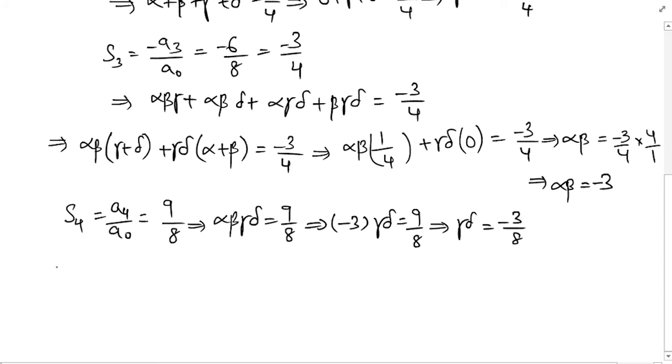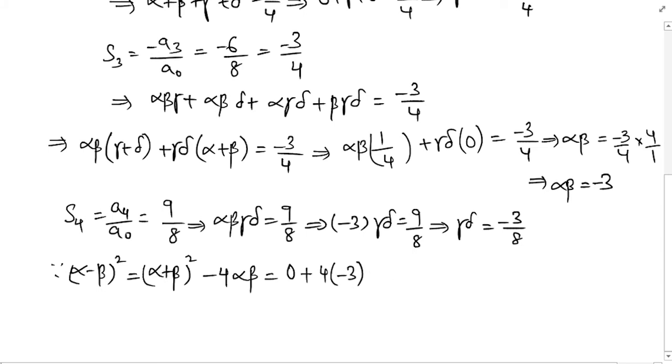Okay, so since we know that alpha minus beta whole square is equal to alpha plus beta whole square minus 4 alpha beta. We have a formula for this, right? So this will be equal to 0 plus 4 into, what is the value of alpha beta? It is minus 3, right? So, sorry, this is minus of minus 3. So that will be equal to 12. So that implies alpha minus beta is equal to 2 root 3.